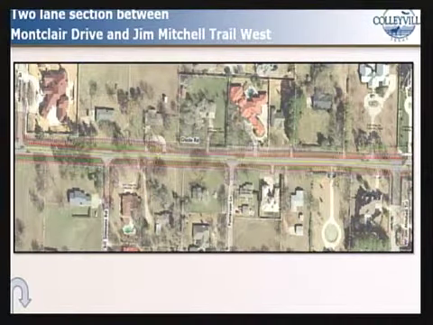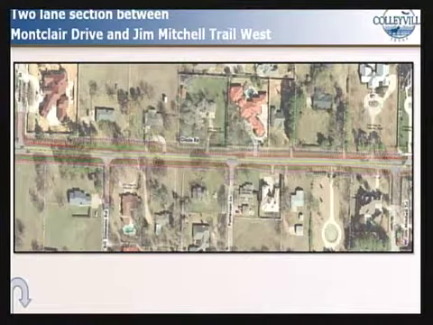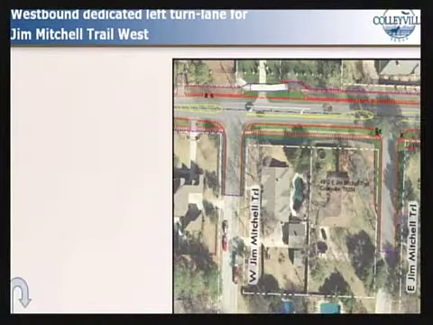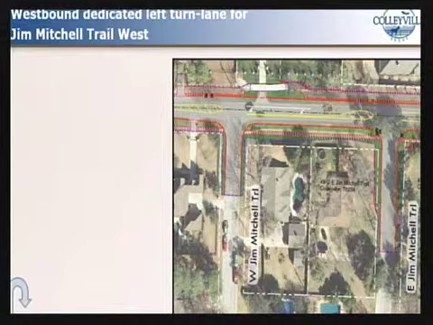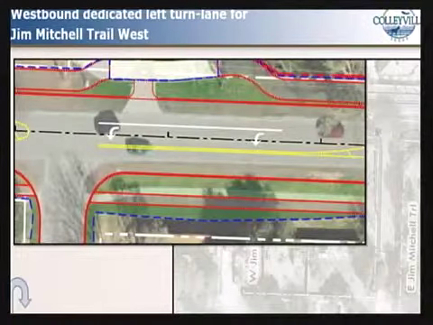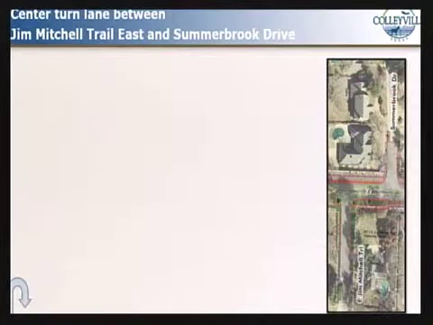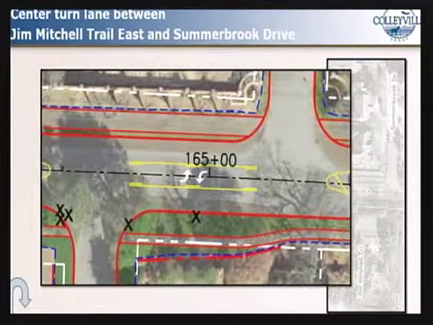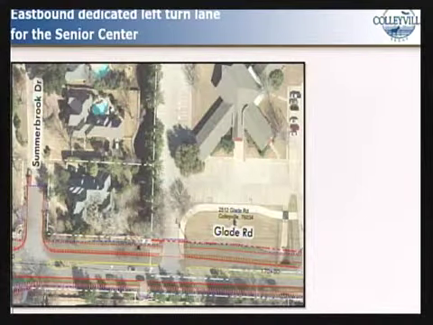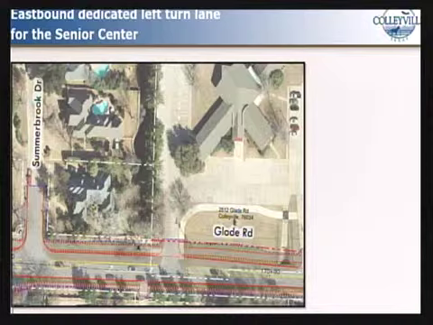A two-lane section between Montclair Drive and Jim Mitchell Trail West. A westbound dedicated turn lane for Jim Mitchell Trail West. Would actually be a center turn lane between Jim Mitchell Trail East and Summerbrook Drive. Be a short stretch. There would also be a eastbound dedicated left turn lane into the senior center facility.